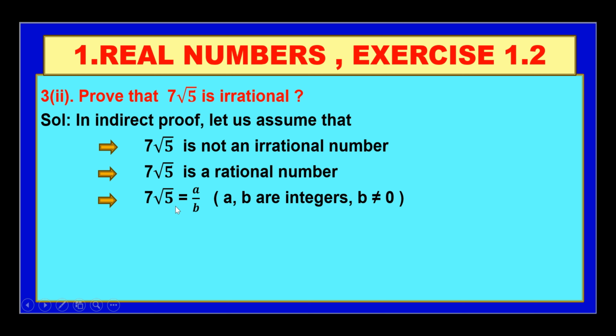Here, this 7 may multiply root 5. If you take it to the other side, you should divide, or you should go to the denominator. That is, root 5 is equal to a by 7b.